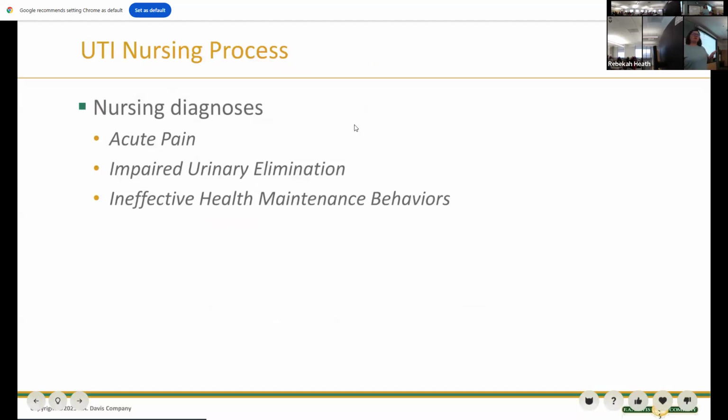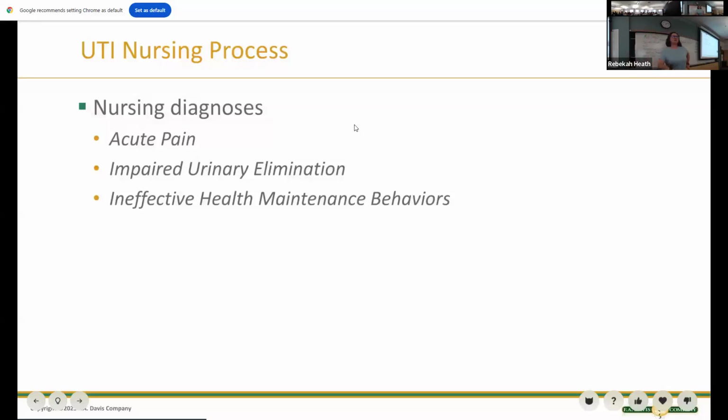So when we talk about nursing diagnosis, right, you guys aren't going to be building the care plan, but you're going to be adding to it. You're going to be enacting it out. So you need to know what nursing diagnoses are. So acute pain, impaired urinary elimination, ineffective health maintenance behaviors.